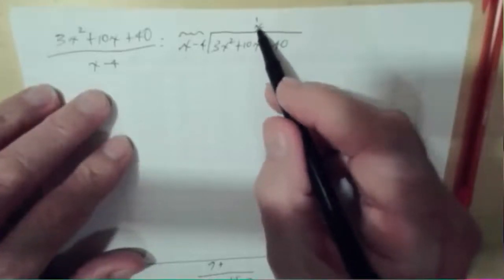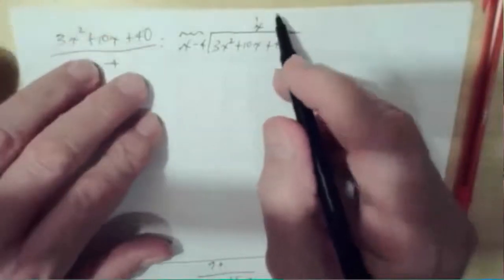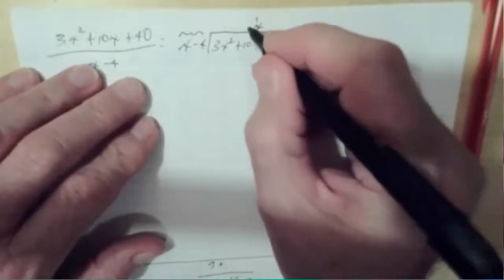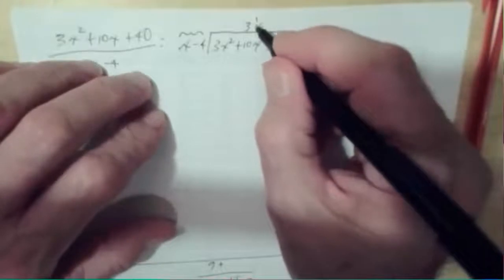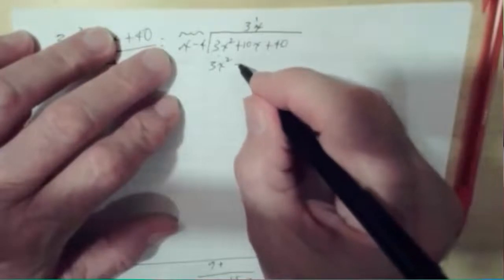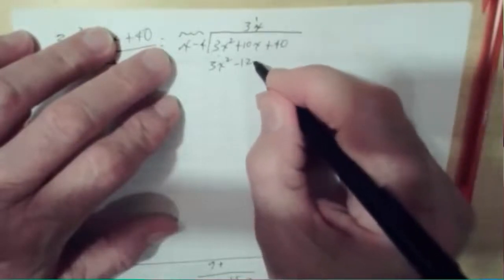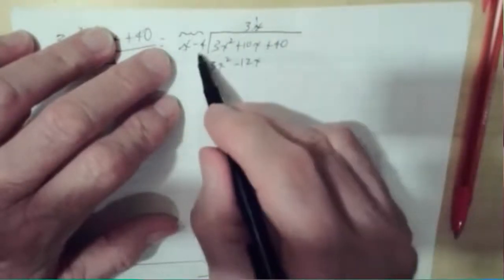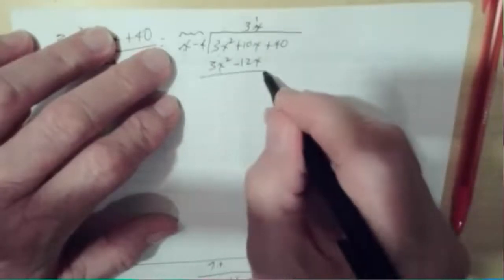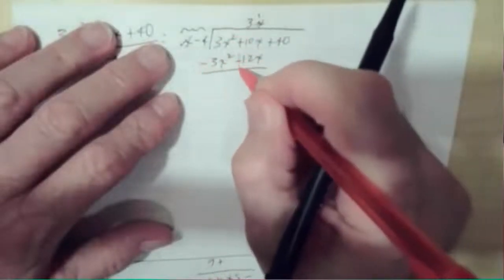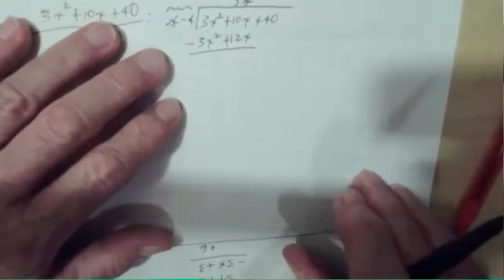And now what we do is we take x and we multiply it by the divisor. Oh, wait. x times what gives us 3x? 3x. Now 3x times x is 3x squared minus, what is it, 12x. 3x times x, 3x squared. 3x times negative 4, negative 12x. Draw the line. Change the signs. Well, you really can't see that, that's very red, can you?